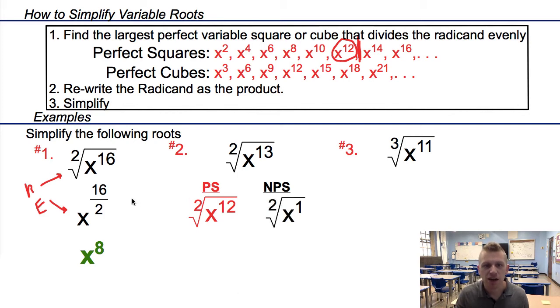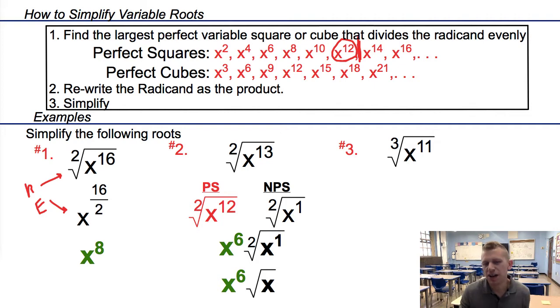Now I simplify. Just as you saw this one here, I took 16 and divided it by the index of 2. I can take 12 and divide it by the index of 2. That's just going to be x to the 6th, and this piece will remain unchanged. And then, of course, it's very commonplace not to write the 1 here and not to write the 2, and I could just simplify it like this as a final answer. Let's look at number 3.